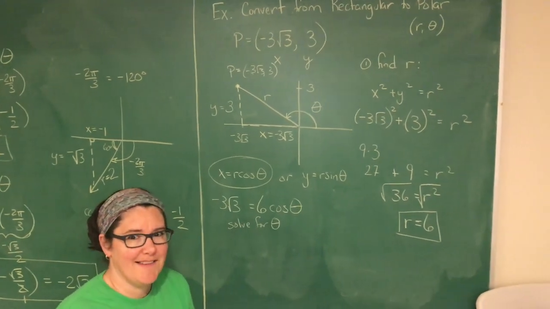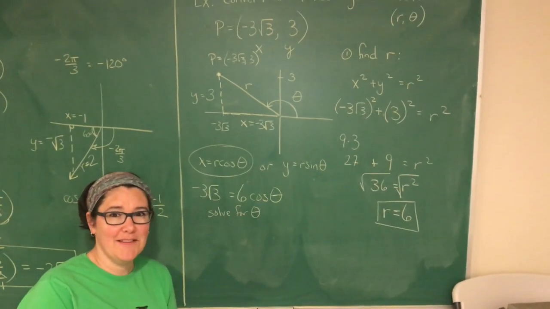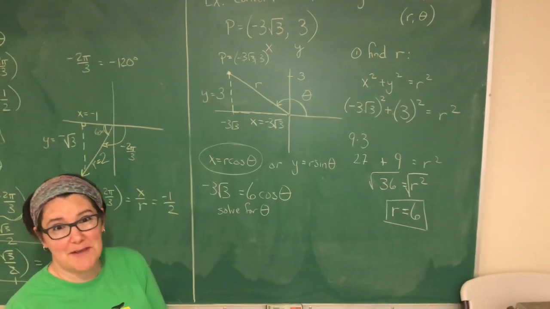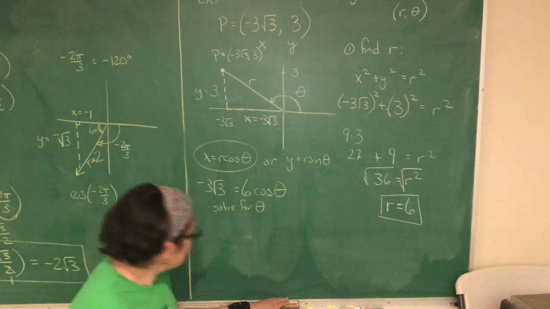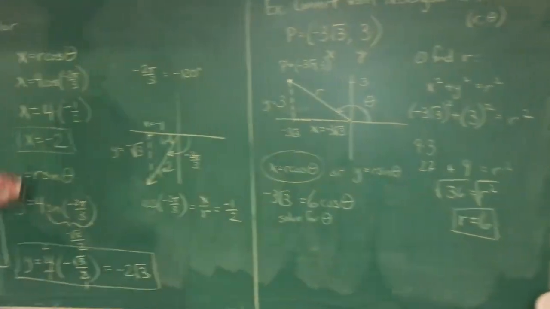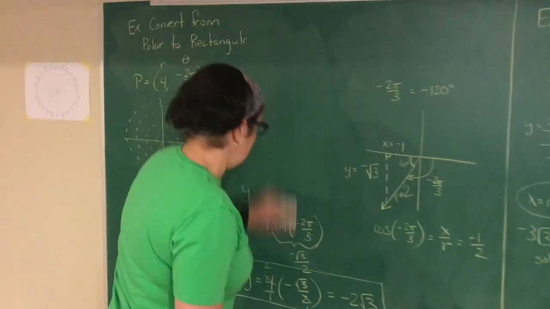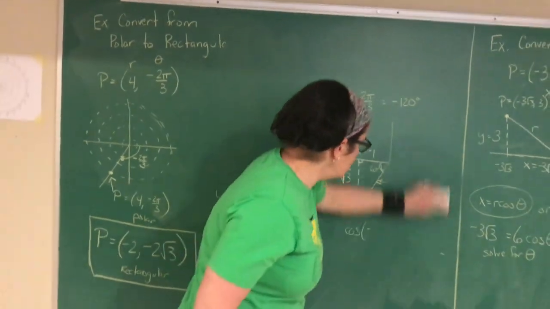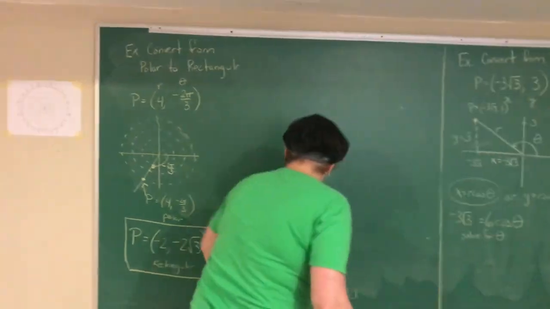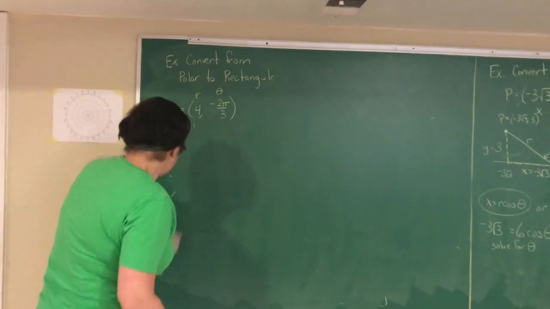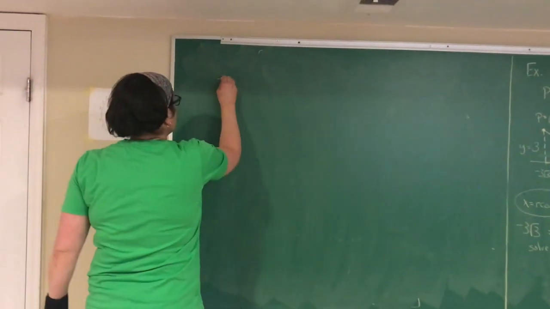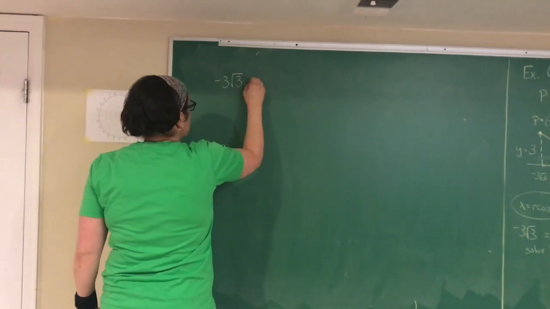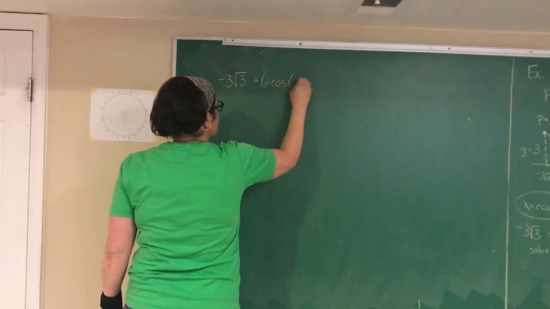And so you might say, hey, we've talked about this. We've talked about solving equations where we have trig functions, and that's exactly what we're going to do here. So we're going to take this equation, negative 3 times the square root of 3 equals 6 times cosine of theta, and we're going to solve this equation for theta. So we have negative 3 times the square root of 3 equals 6 times cosine theta.